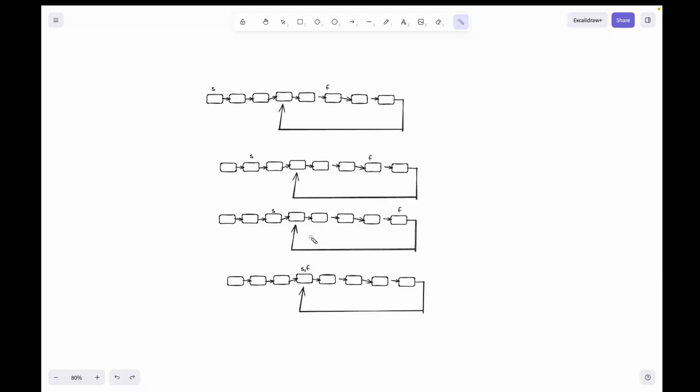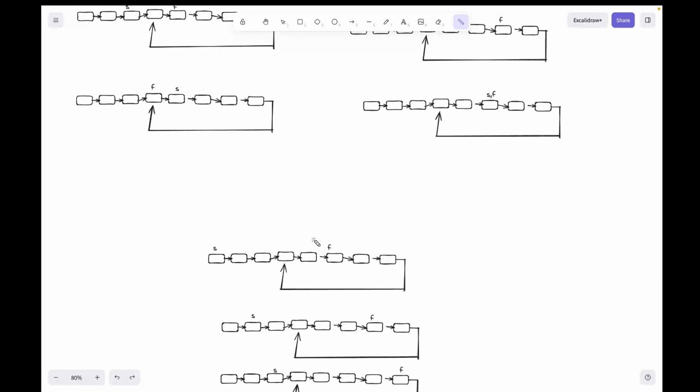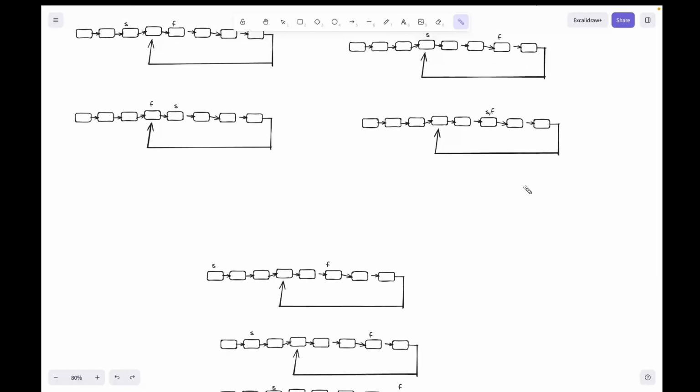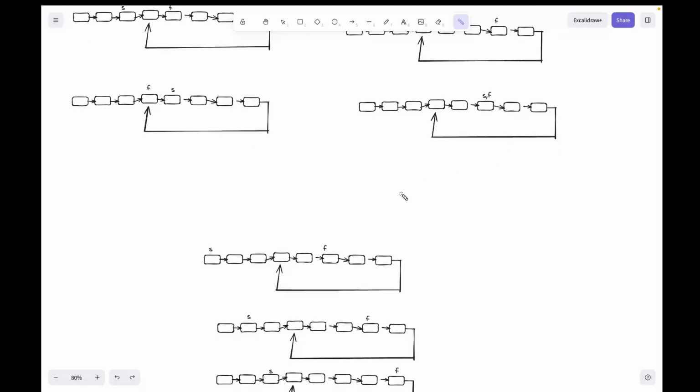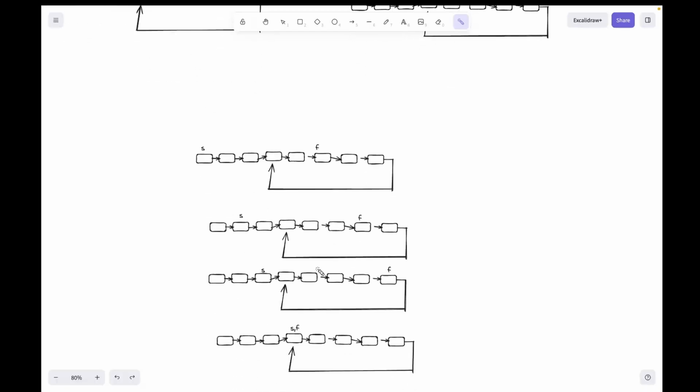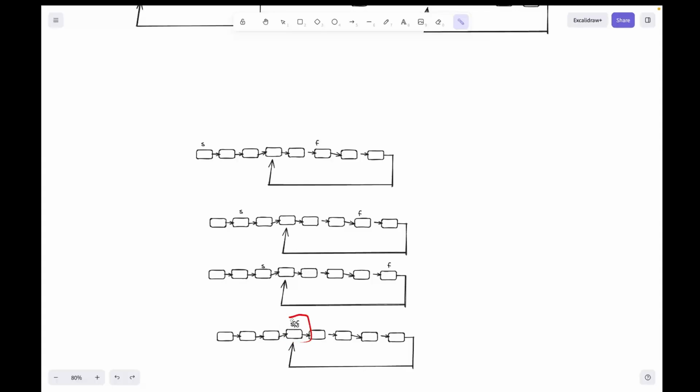Got it? So we basically did it in two steps. First, we did the same thing that we did in my previous video: we detect the cycle. If there's a cycle, then we assign our slow to the head again, and this time we move both of the pointers by one step. If they again meet at some node, it means it's the starting node of the cycle.